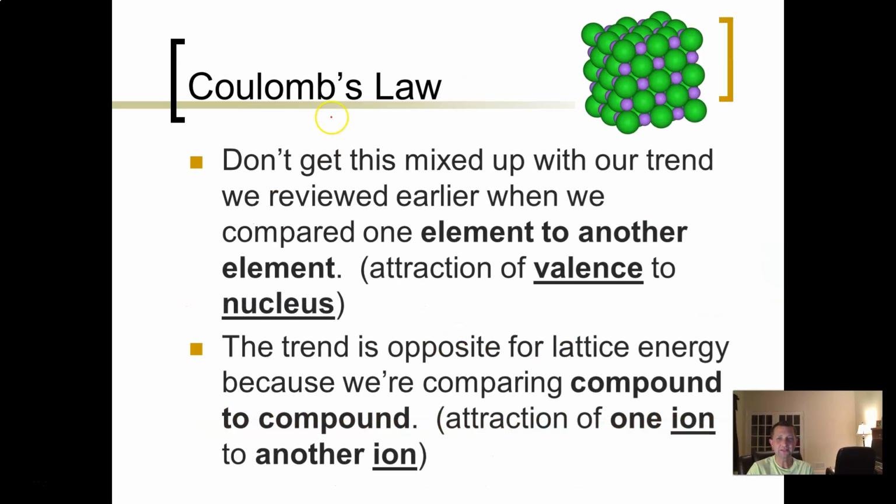So don't get this mixed up with our trend we reviewed earlier when we compared one element to another element. You compared chlorine to bromine, right? Attraction of valence to nucleus. We had our priority list. You need to know that priority list for Coulomb's law when we talk about valence electrons to nucleus attraction, okay? When we talk about lattice energy, we focus on magnitude of charge first. We're looking at the attraction of one ion to another ion here. So again, there's 2 different priority lists for 2 different things.